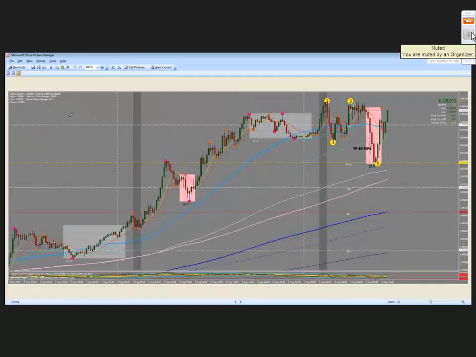All right, here's USD Canadian. You have your vector right out of the box. 1, 2, 3 to the high, right? A quick pullback. They hit it again, failed to take it. You guys can't see that?